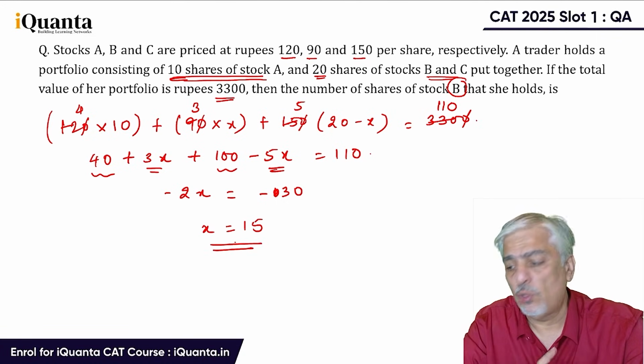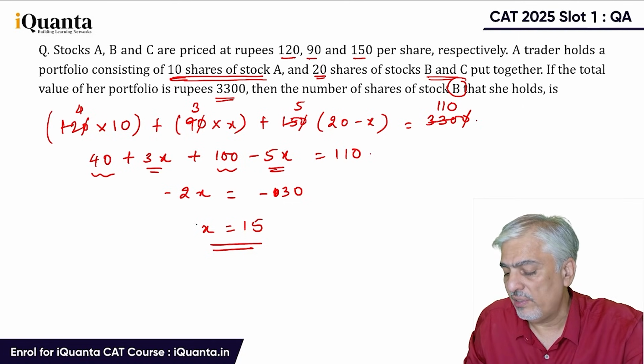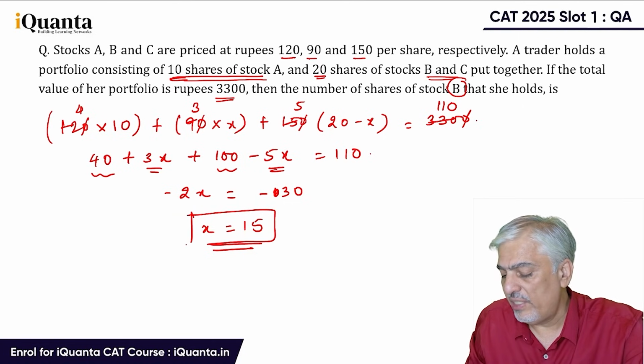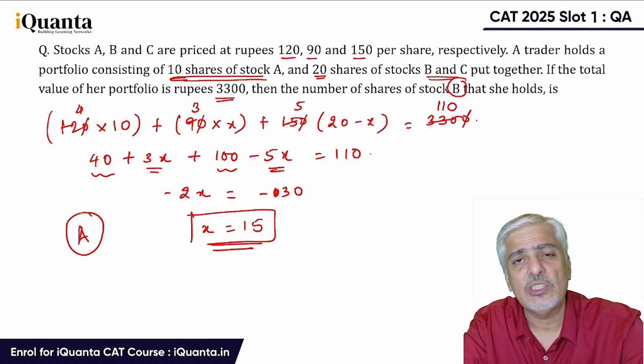Do check properly what we wanted to exactly find. We wanted to find x only because we wanted to find the number of shares of B. X is definitely 15. Again, in an exam situation, this is definitely a level A question. Straightforward question, nothing much to think about. And even the calculations, once you cut out the zeros and divide by 3, become very, very straightforward.